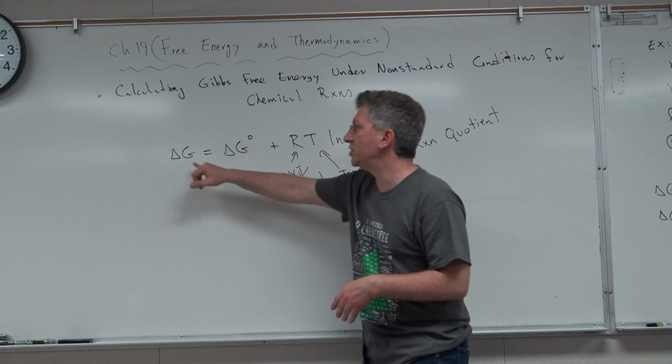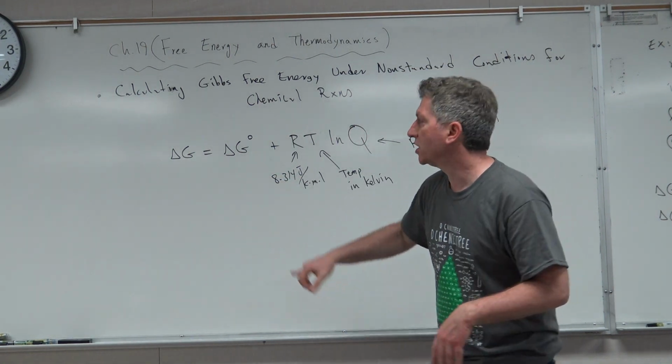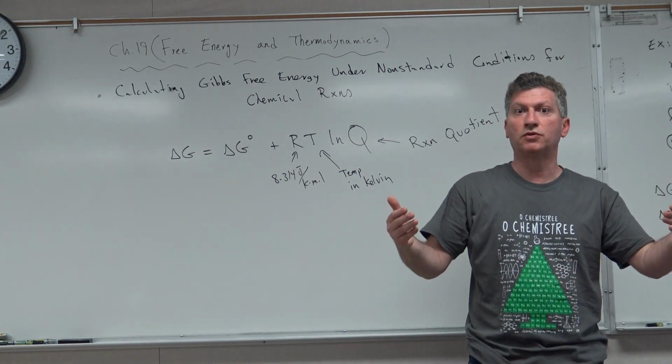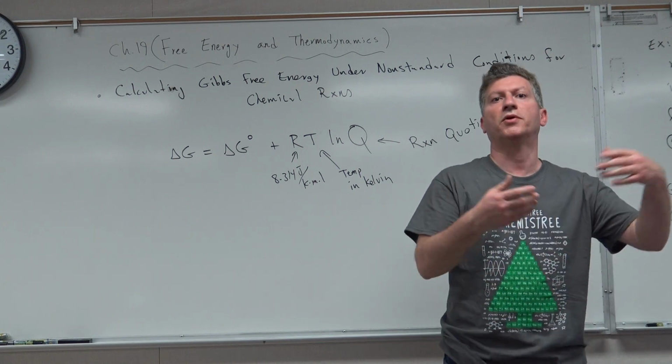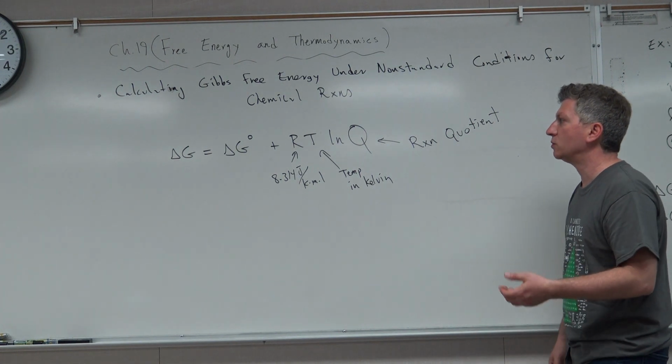Remember, it's the delta G that tells you whether a reaction is spontaneous or not under the specified conditions, not delta G standard. Delta G standard only tells you whether the reaction is spontaneous or not under standard conditions, when the concentrations are 1 molar or the partial pressures are 1 atm. But what if the conditions were not like that?